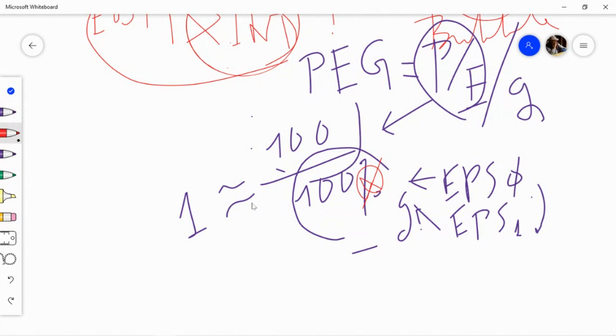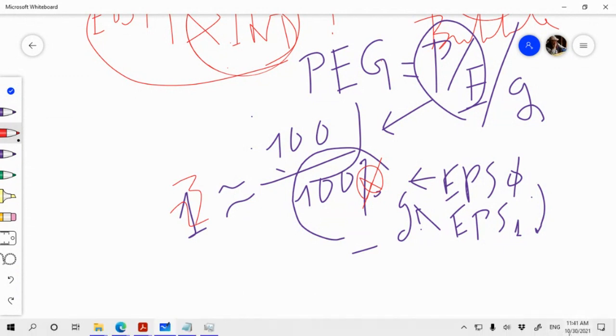Otherwise, it's not justified. Okay. If it is 2, 3, it's not justified, right? That's overblown, right? So that's price earnings ratio. We have then market price to book value ratio.